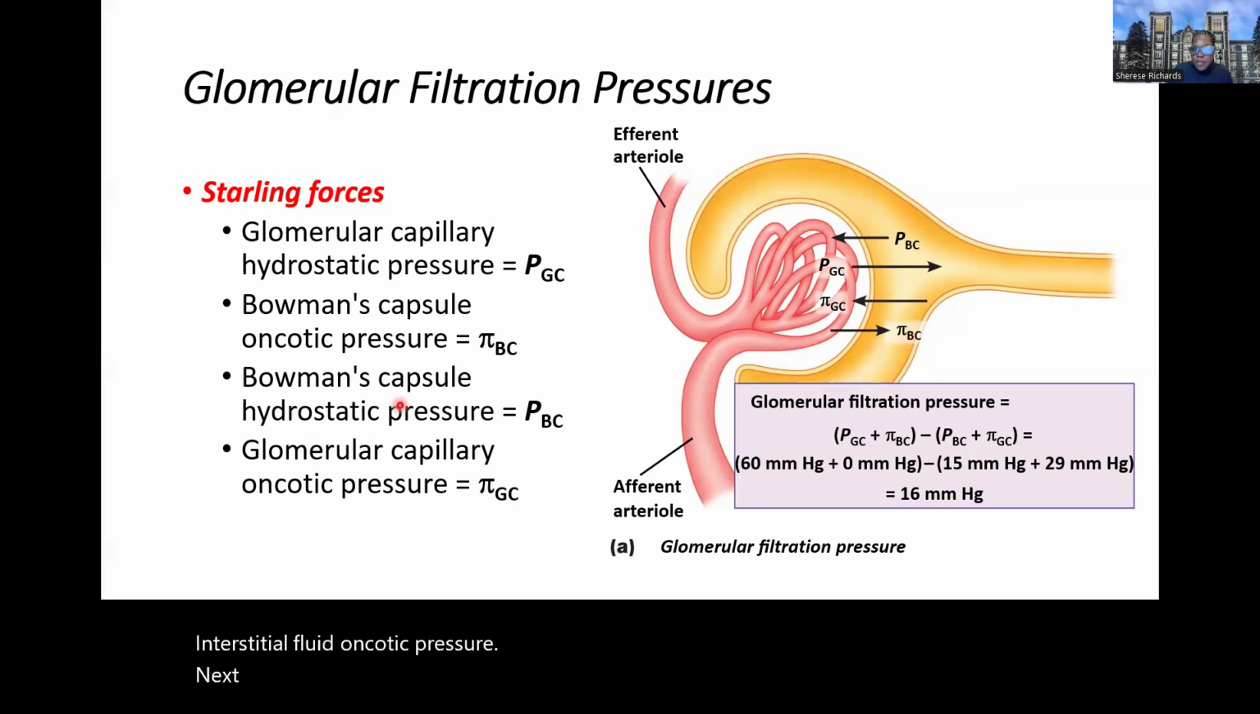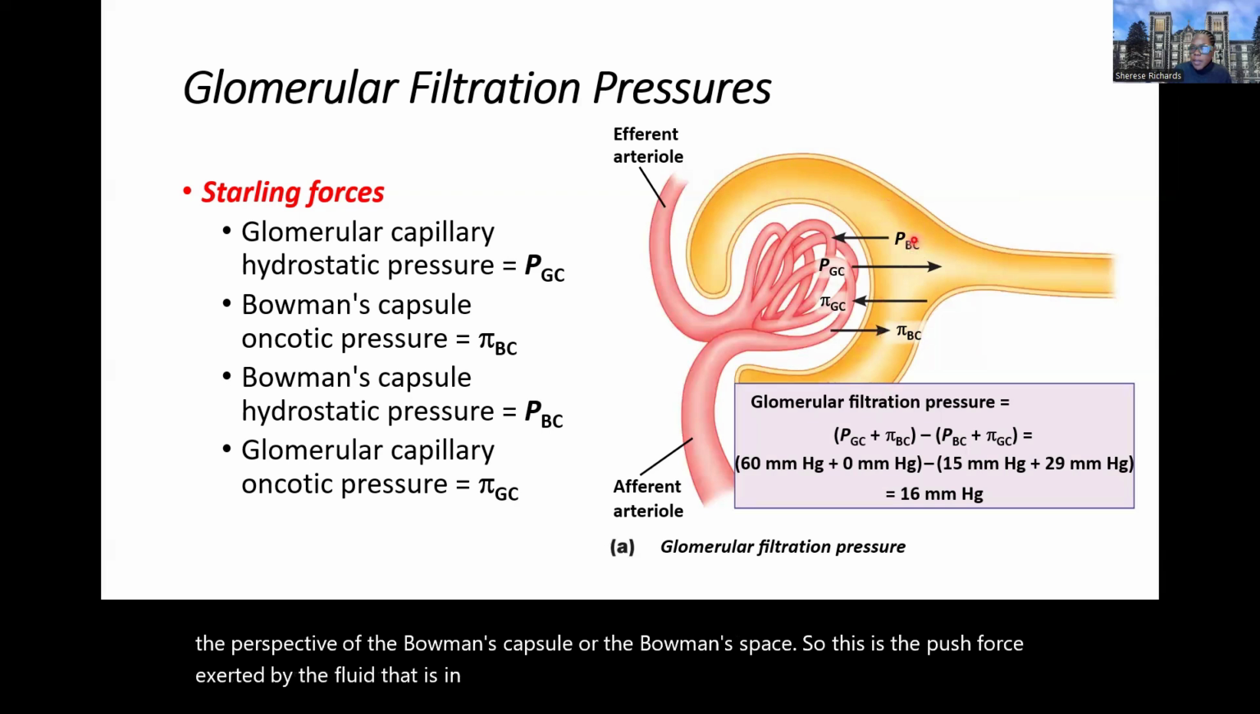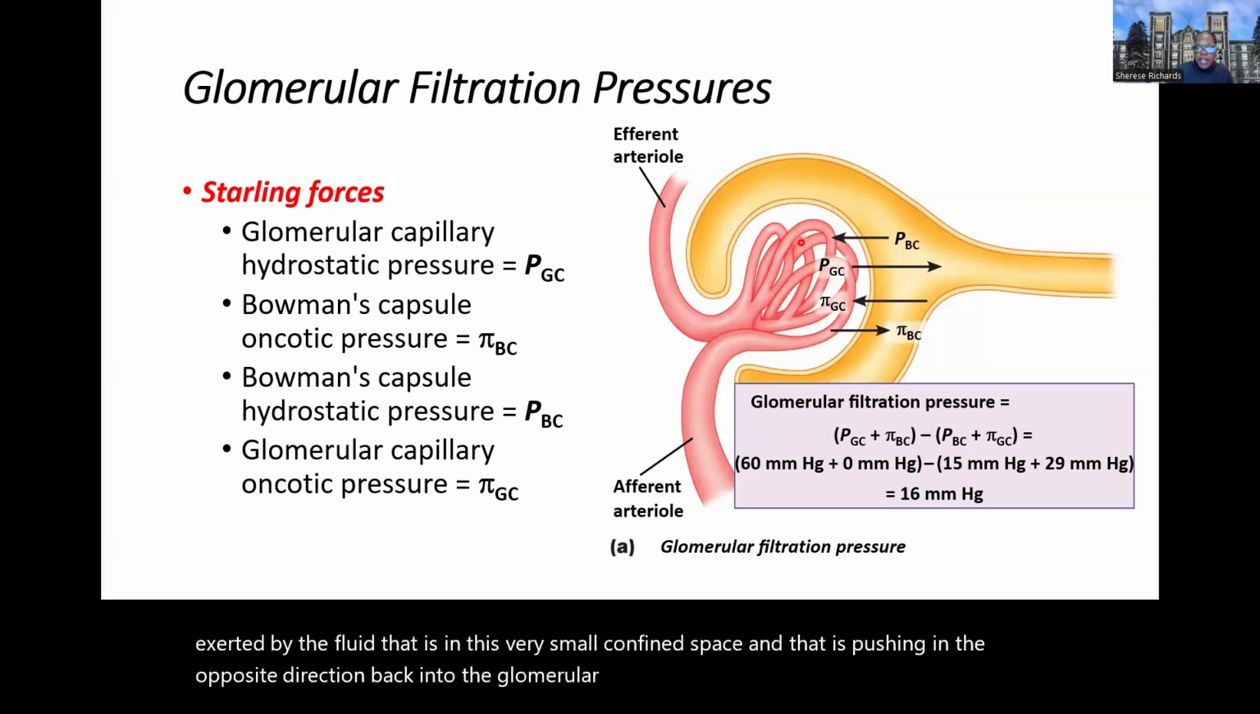But normally, this should be zero, very similar to our interstitial fluid oncotic pressure. Next, we have Bowman's capsule hydrostatic pressure. So another push force, this time it's from the perspective of the Bowman's capsule or the Bowman space. So this is the push force exerted by the fluid that is in this very small confined space. And that is pushing in the opposite direction back into the glomerular capillary.